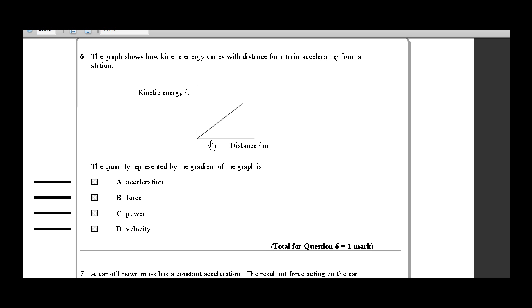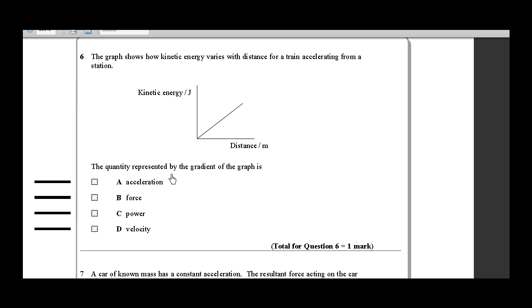Now, distance is increasing, we don't know how. The distance could be increasing in any way. It could be increasing as we are accelerating, or it could be increasing as we're going at a constant velocity. And it's not going to be increasing obviously if we're stationary, but we don't know how we're moving. We just know the distance is somehow increasing, and as it does increase, the kinetic energy is increasing also.